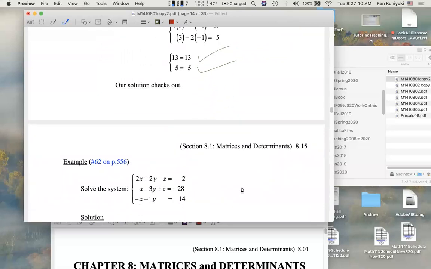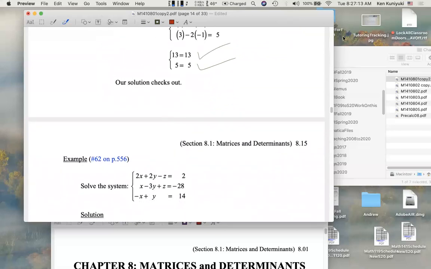Okay, ladies and gentlemen, next time we're going to do 3 equations and 3 unknowns. Doesn't that look lovely? Next time.